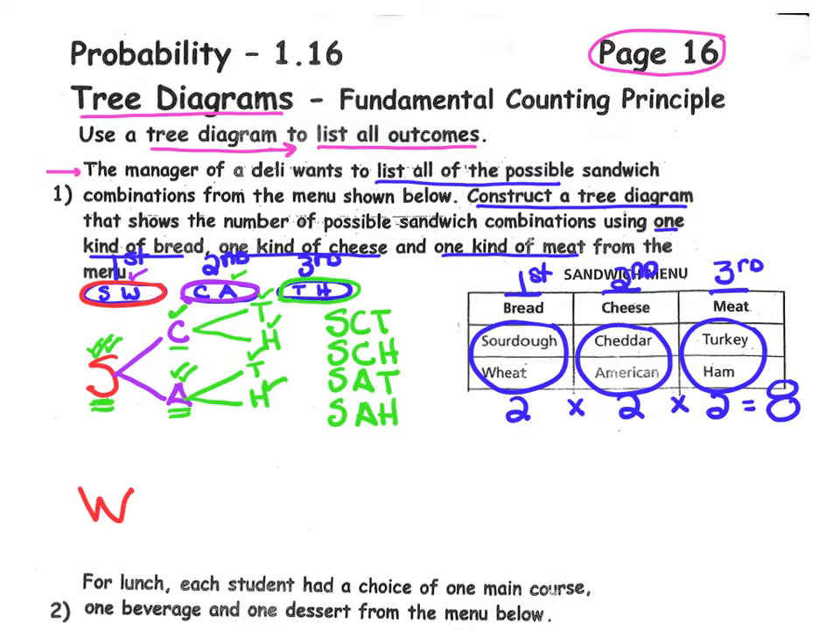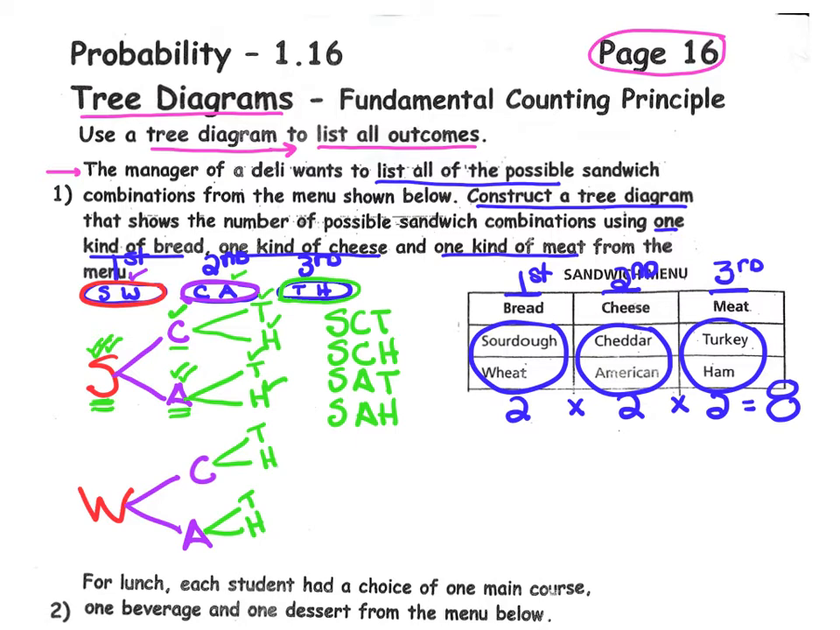When it comes to constructing the tree diagram for wheat, it's almost like a cut and paste. The wheat will have the same branches as the sourdough tree. Pause the video and create the tree for wheat. In this case, your tree should look something like this.